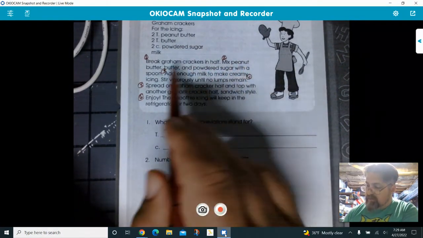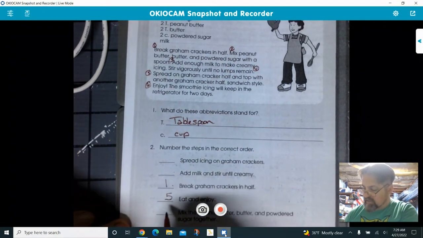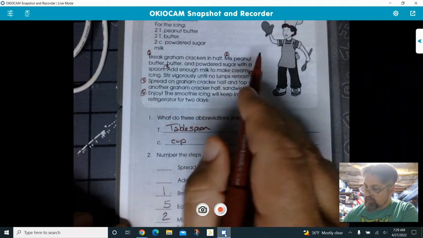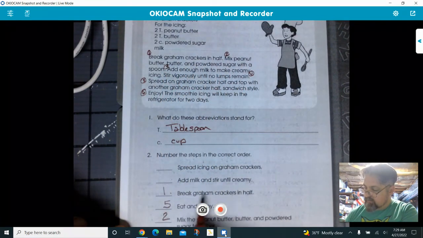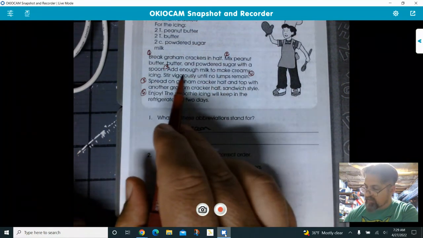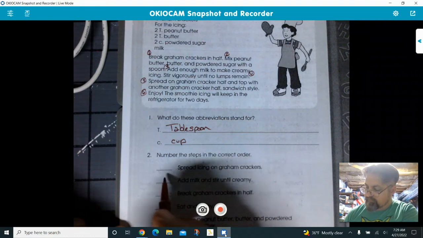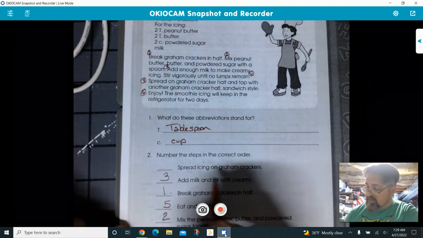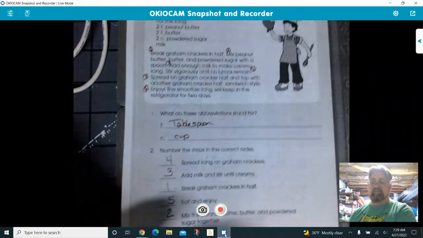Number 2 says mix peanut butter and powdered sugar. Is that on our list? Yes, right there. Number 2. Number 3, add enough milk to make it creamy. Yep. Oh, and it combined this step. It combined 3 and 4 right here. Add milk and stir until creamy. That means that spread the icing must be number 4 because eat and enjoy is number 5.